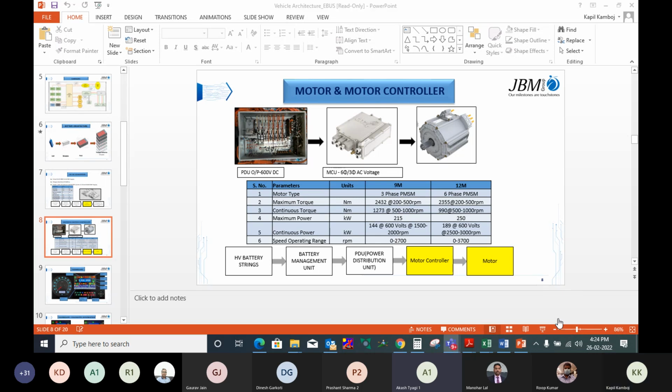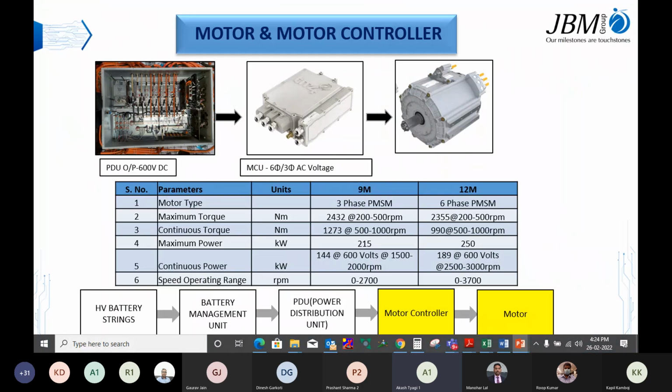Yes. So I'll just briefly explain about the motors we are using in 9 and 12 meter variants. In 9 meter variants, we are using 3-phase motors, and in 12 meter variants, we are using 6-phase motors. The reason being, in the 3-phase variants, we are not getting enough power for the 12 meter variants. That is why we are going for higher phase motors in the 12 meter vehicles. So I'll just briefly describe the characteristics of these motors.